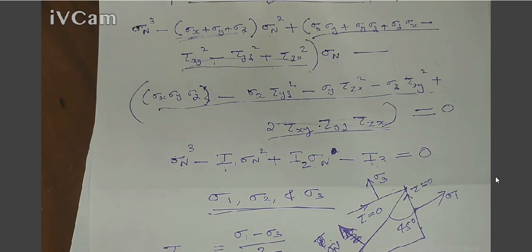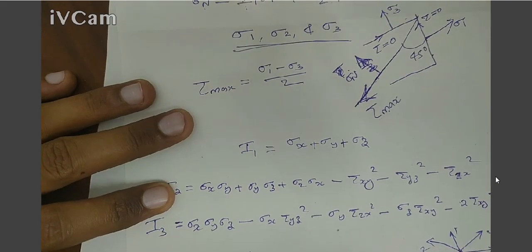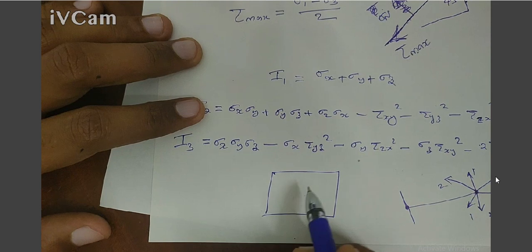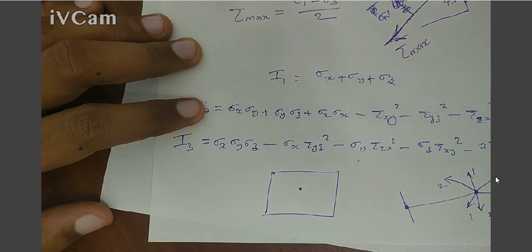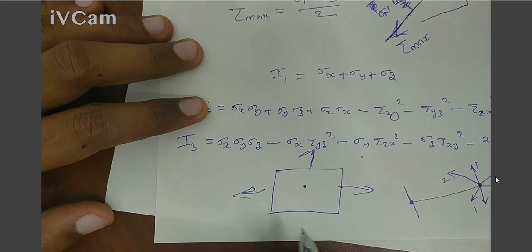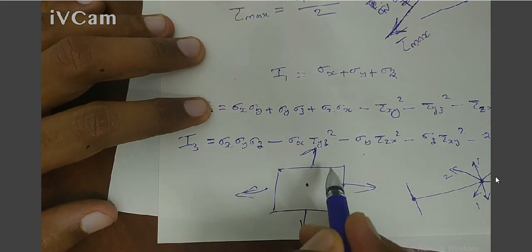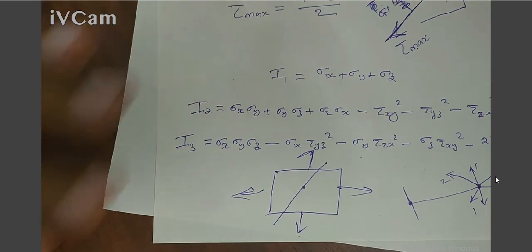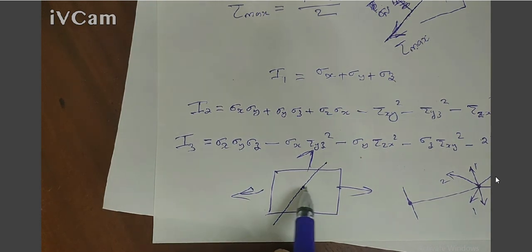And based on this principal stress, we can design a structural member. That theory is called the theory of failure, the principal stress theory of failure, the Rankine formula. A material or a body will fail at a particular point. For example, take this body, and on this point, when I apply some load on this body, based on the principal stress theory of failure, the body will fail on this point.